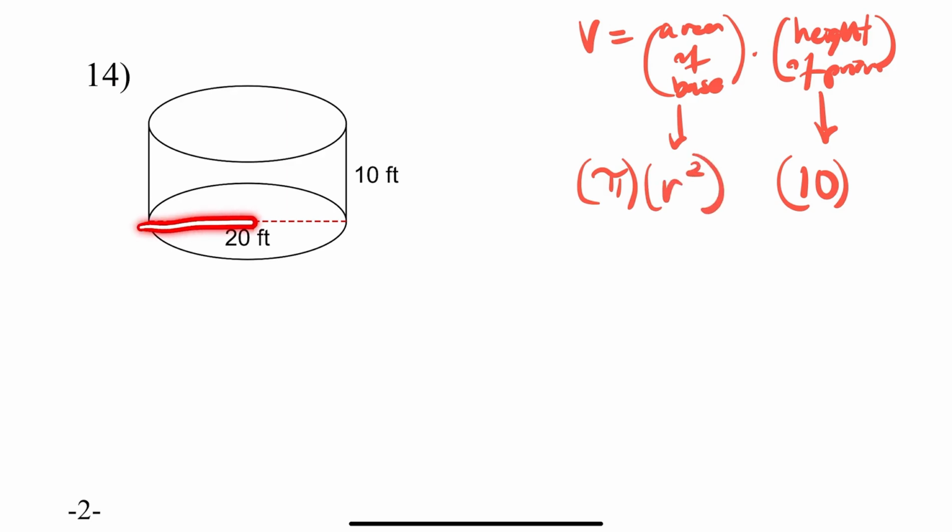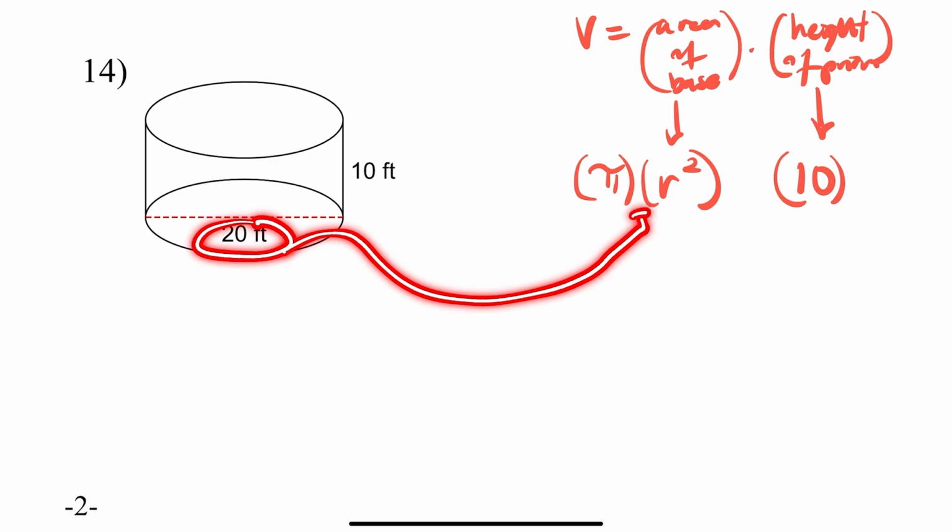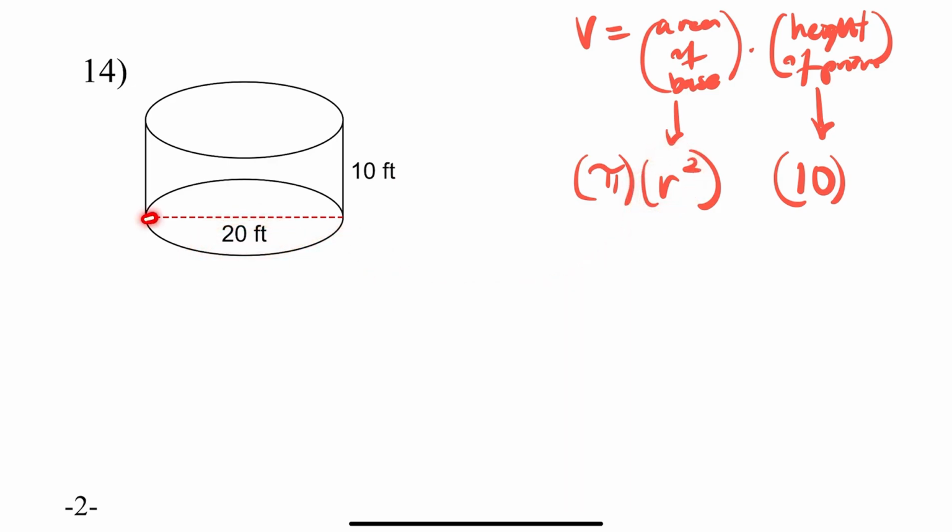Do I know r right away? I do not, right? Remember, when the line goes from one end to the other across the middle, that is the diameter. It looks like our diameter is 20. I need the radius. Radius is always half of the diameter. So you can just take 20 divided by 2. So in reality, our radius is 10 feet. And then now I can use that in here.